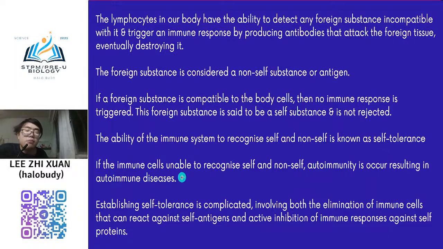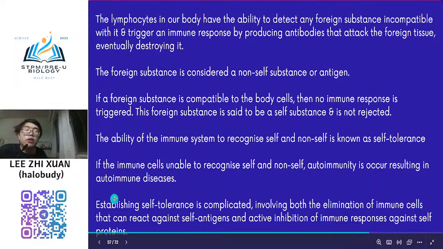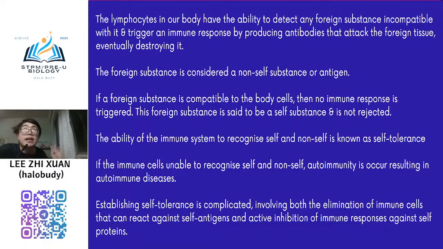So if the immune cell is unable to recognize self, autoimmunity will occur. So this is the fourth topic. So if our immune cell cannot recognize, sepatutnya kawan, tapi saya tak kisah, saya bunuh awak juga. So you will cause autoimmune disease. Kalau dia tak kisah apa-apa, tengok je, bunuh je.